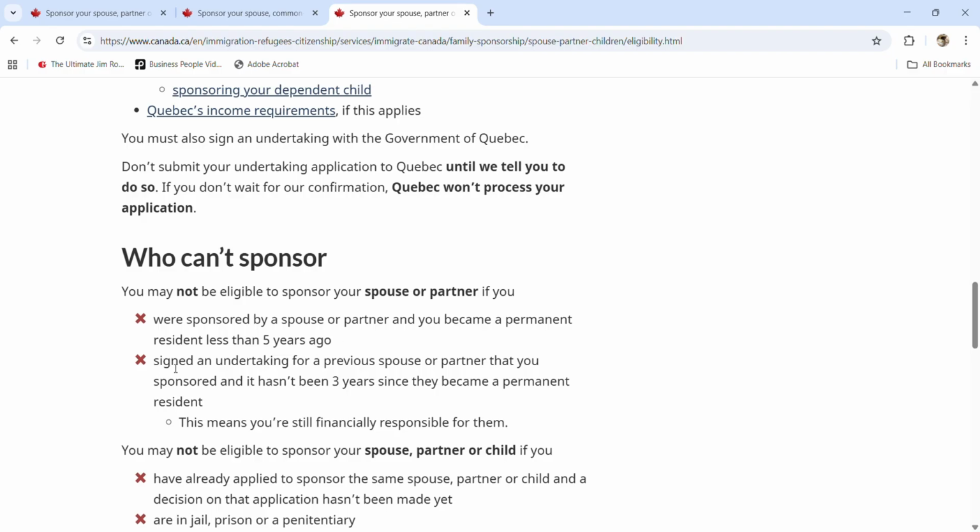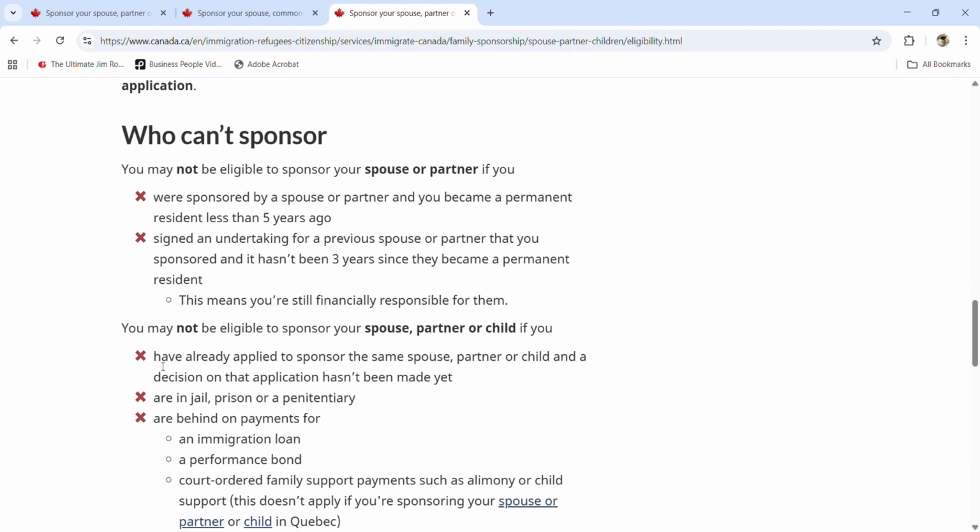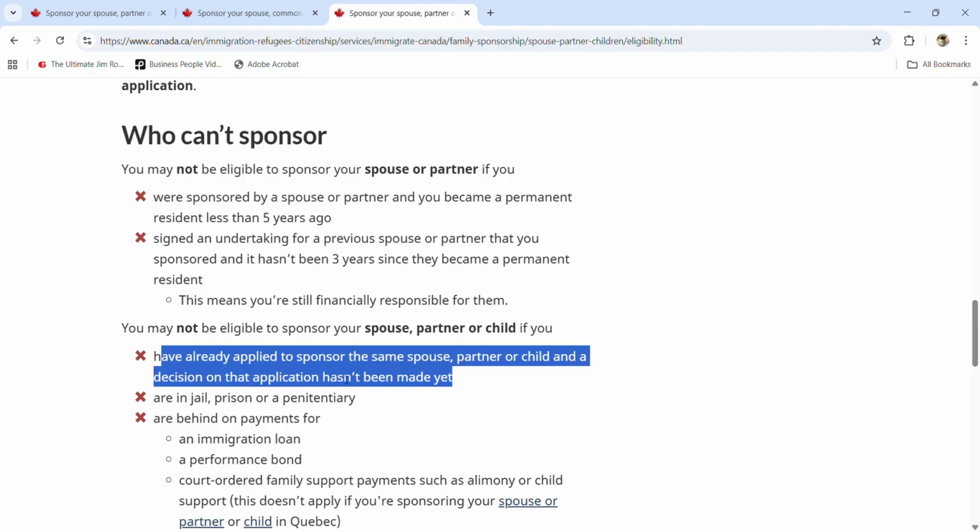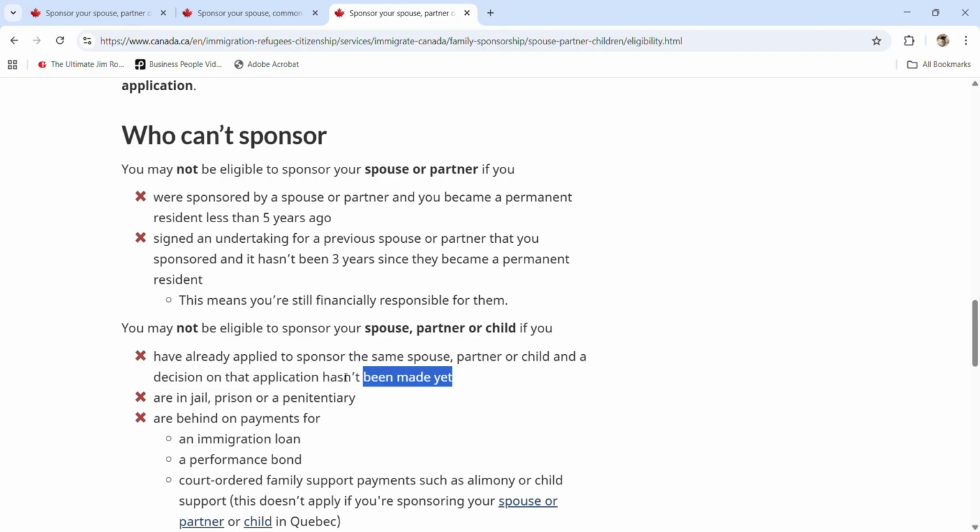Okay, the second one is you signed an undertaking for a previous spouse or partner that you sponsored, and it hasn't been 3 years since they became a permanent resident. Okay, and then you already applied to sponsor the same spouse, partner, or child, and the decision on that application hasn't been made. So don't duplicate the application, all right?